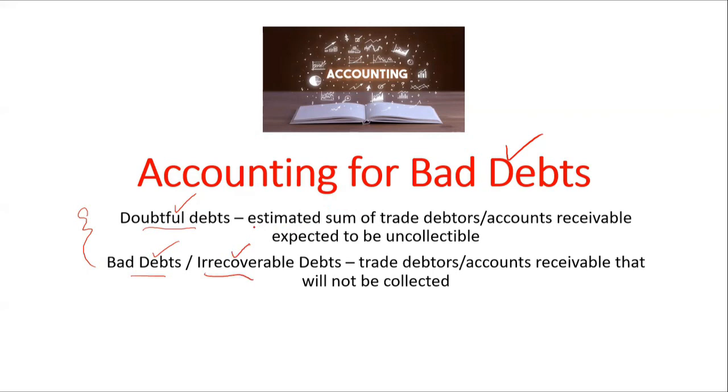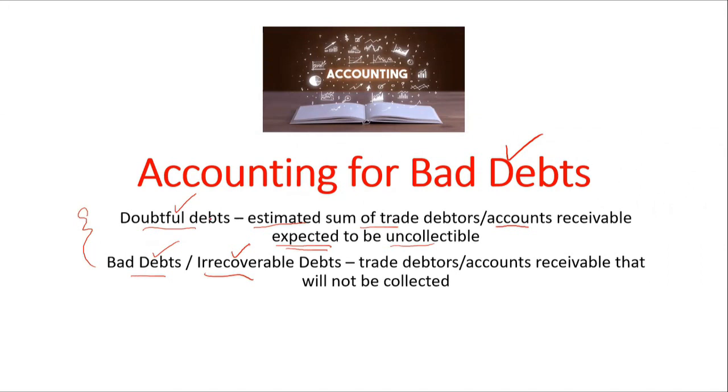A doubtful debt is an estimated sum of trade debtors or accounts receivable which is expected to be uncollectible. So basically, this statement is trying to say that it is an estimate that some percentage of your accounts receivable will not be collected. It is an estimate. You may receive it, you may not receive it.